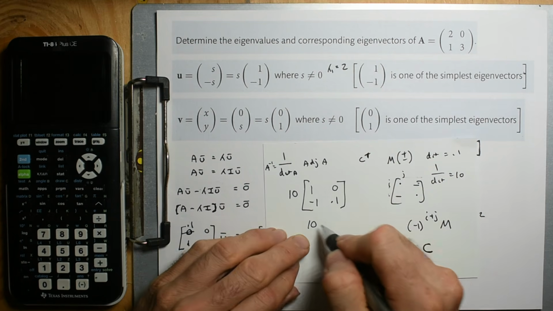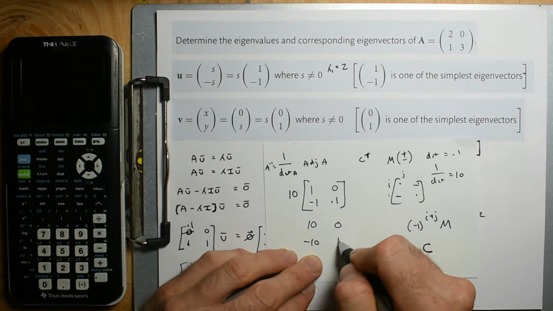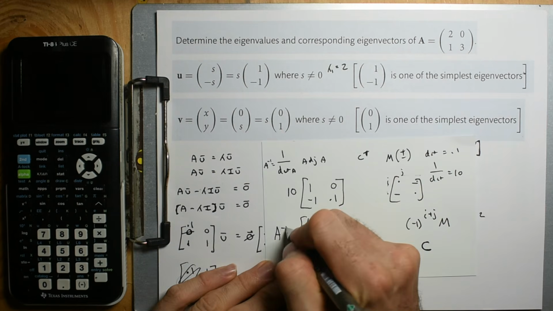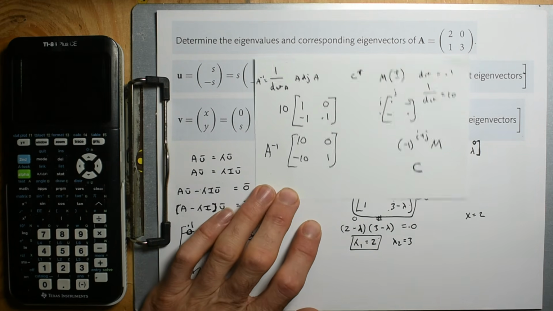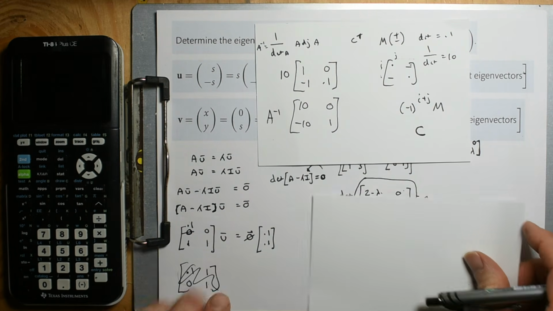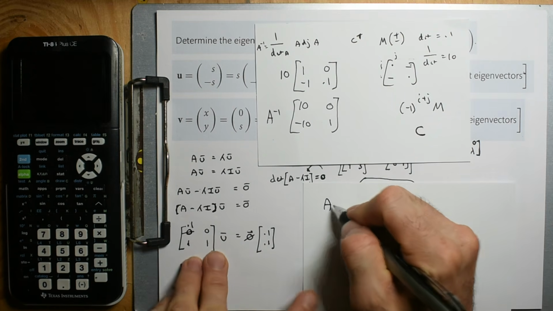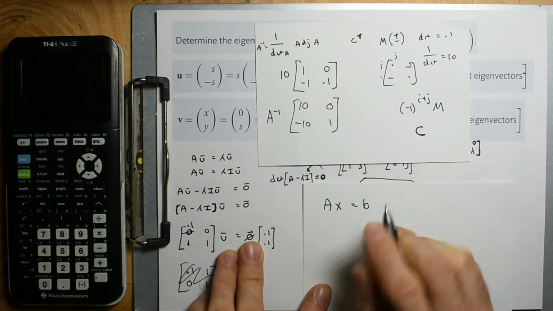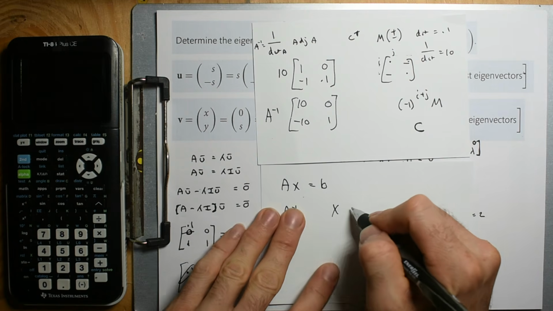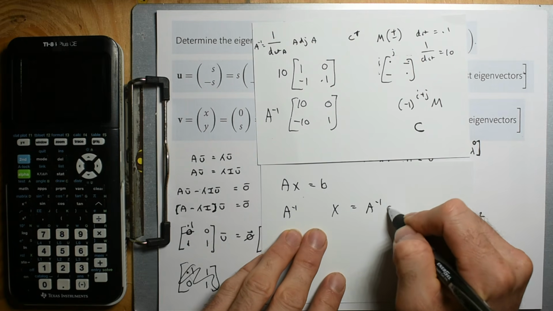And now we have 10, 0, negative 10, 1. And so this is our inverse. So A inverse is that. Let's see if we can drive this out. We got 5 minutes, and that's all I want to do. So now this is a system of equations. AX is equal to B. We just found the inverse of A, so we can say that X is equal to A inverse B.